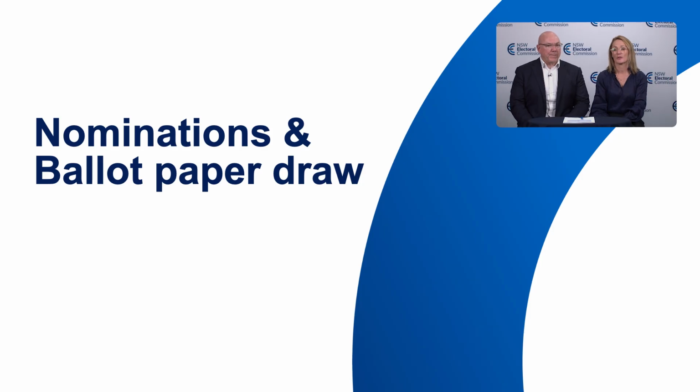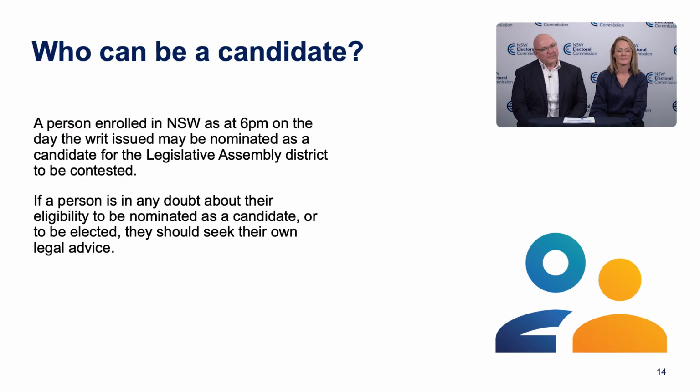Now I'd like to talk about the nomination process and the ballot paper draws. Now, who can be a candidate? A person enrolled in New South Wales as at 6 p.m. on the day of the issue of the writ may be nominated as a candidate for a Legislative Assembly district. If the person is in doubt about their eligibility to be nominated as a candidate or to be elected, they should seek their own legal advice. And Amber, they can find the date of the issue of the writ on the key dates on our website.